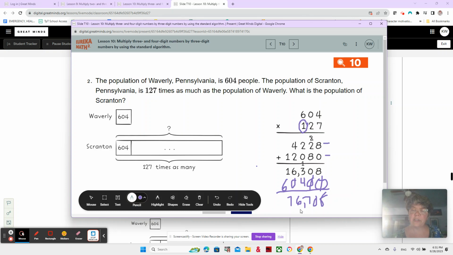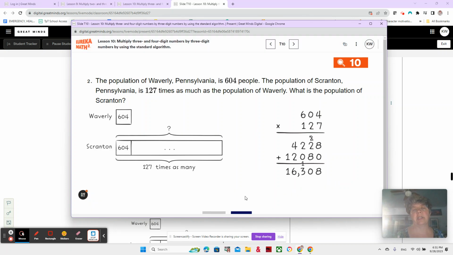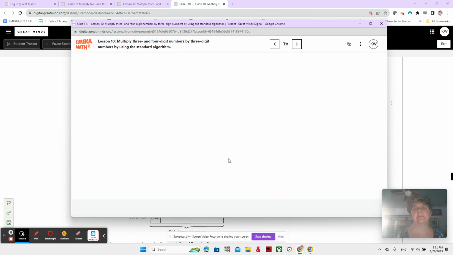Okay, and how can you make sure that you don't do that when you're doing your math? You can double check. If you have 3 digits, then you have 3 levels, right? 3 partial products, 1, 2, 3. Double check and make sure that you have those. All right, excellent job.